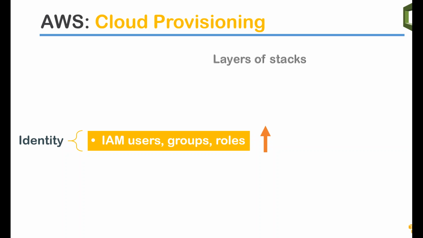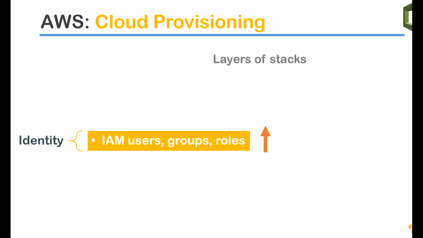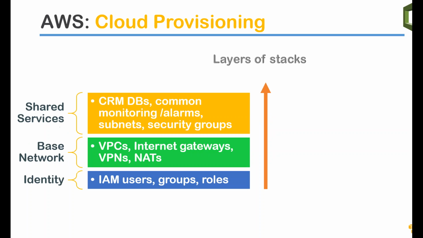So first is IAM. Next, the network layer: the VPCs, internet gateways, VPNs, NATs, NACLs, whatever you can think of in networking, that is what you are going to build next. Now we are going to focus narrower and narrower, to your region or availability zone or application stack. The network layer is going to decide which region we use, which AZs we use, the internet gateways, and all those things.